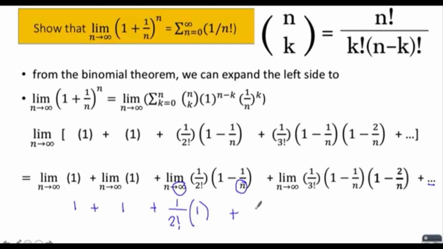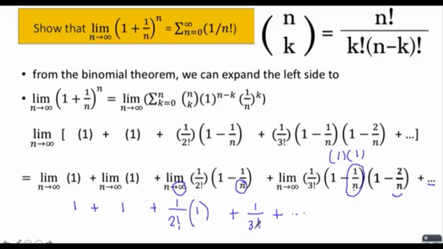The same reasoning here, you have 1 over 3 factorial. This part here becomes 0 when n approaches infinity. This part here also becomes 0 when n approaches infinity. So you have 1 times this 1, which is still 1. So 1 times 1 over 3 factorial is simply 1 over 3 factorial plus ... And the pattern continues. You will have here 1 over 4 factorial, 1 over 5 factorial, and so on.